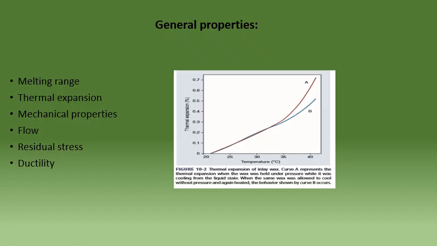So whenever we do any procedure with these waxes, we have to keep one thing in mind: try to invest and do the casting as early as possible, because they have high chances of distortion if left for a longer time. They also have good mechanical properties and excellent flow, which is very important to record minute details. And they have a property called ductility, which is the ability to reshape without much distortion.